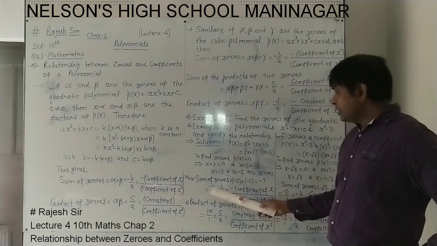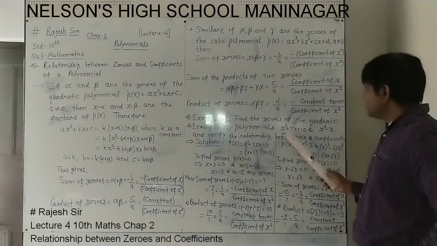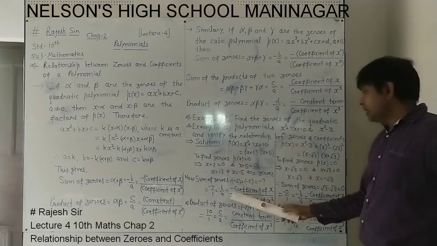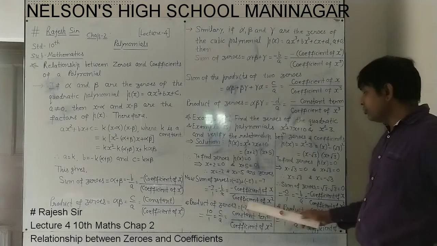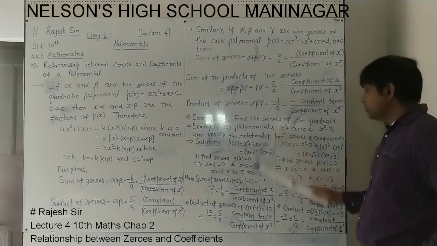So minus as it is. What is 7 in this polynomial? 7 is the coefficient of x. What is 1? It is the coefficient of x square.